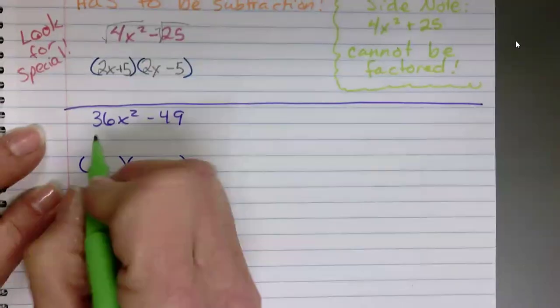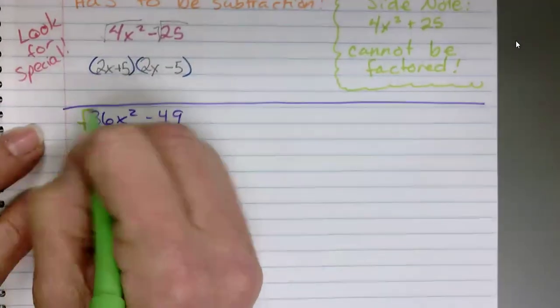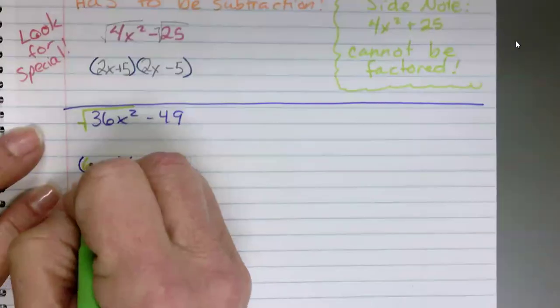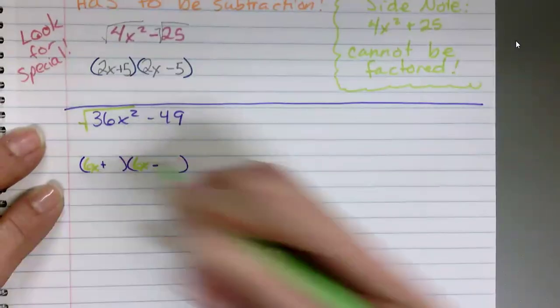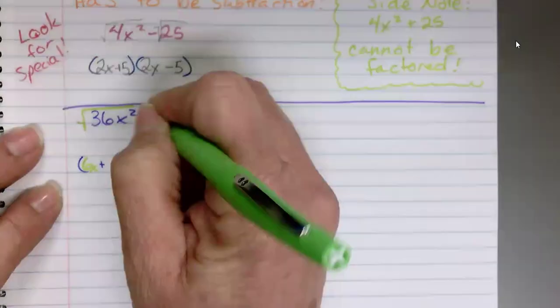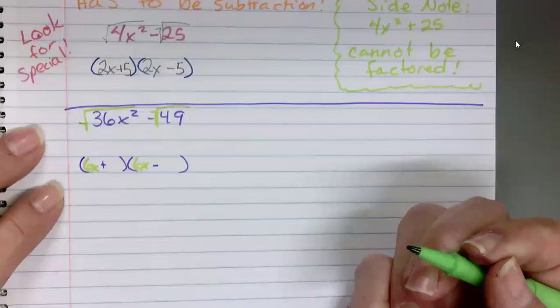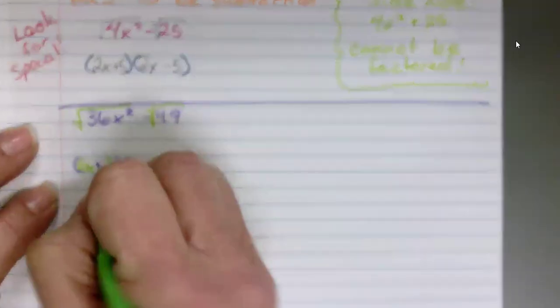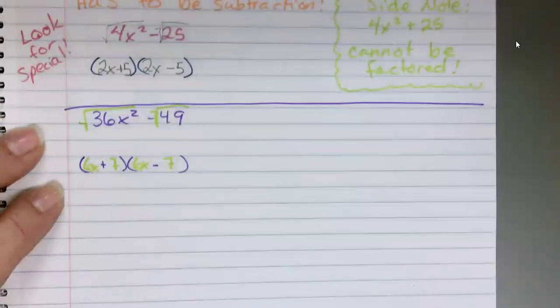What is the square root of 36x squared? 6x. So that'll be our first term in each binomial. And then what is the square root of 49? Square root of 49 is plus 7 or minus 7. Done.